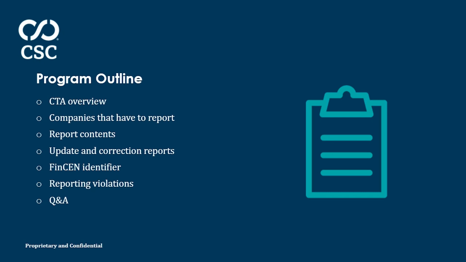So what I'm going to do today is provide a high-level overview of the Corporate Transparency Act. I'm going to begin with a basic overview, then I'll go into the companies that have to report, what the report contents consist of, the requirements for update and correction reports, the use of a FinCEN identifier, which is a filing shortcut that the Act provides for, and finally reporting violations. And then if there are any questions, we'll have a mechanism to deal with those as well. So with that, I'll go ahead and get started.